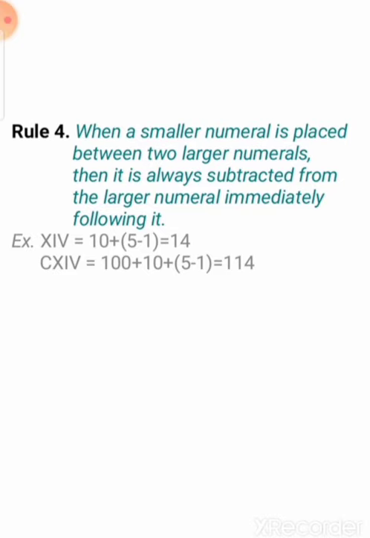Our next rule is when a smaller numeral is placed between two larger numerals, then it is always subtracted from the larger numeral immediately following. Okay, as the example is given, XIV equals X, which has the value 10, and I before the V, so 5 minus 1, equals 14.